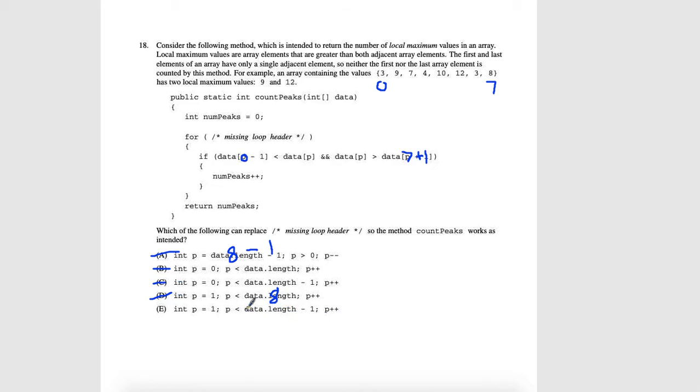And here, P is strictly less than data.length minus 1. Data.length minus 1 is going to give me 8 minus 1, which is 7. That's looking pretty good. So that's going to give us a 7 in there. We can access data 7. That's totally fine. Okay, so this one is the correct answer.